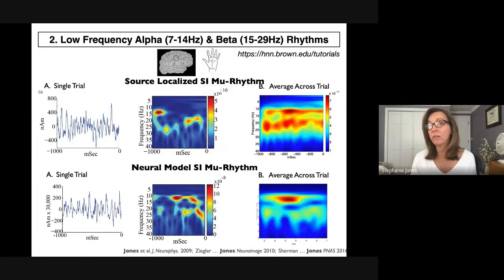As I've mentioned, we've also used HNN to study these transient alpha and beta events that, when you average across multiple trials, look like the spontaneous oscillation. But in HNN now, we're trying to understand where the stochastic nature of these brief events comes from. And we have some tutorials on that as well.